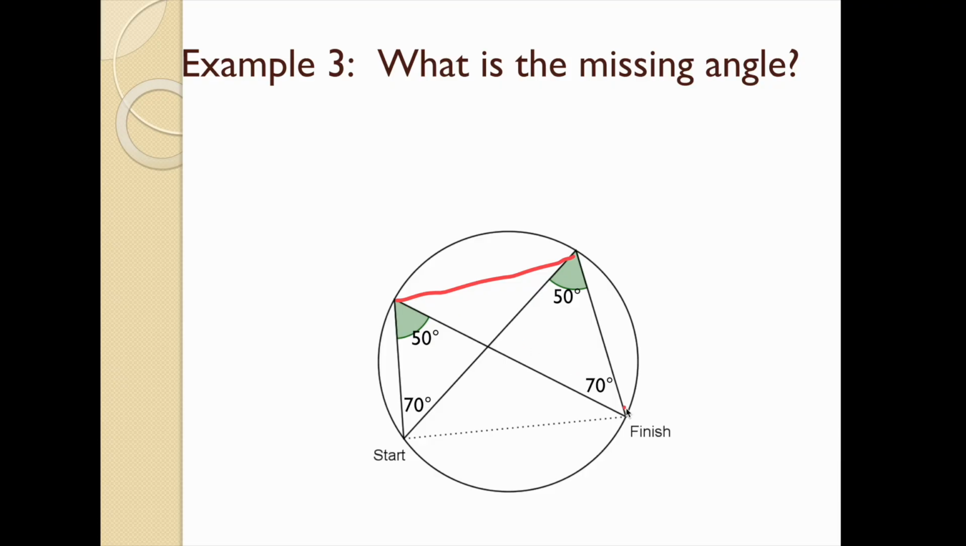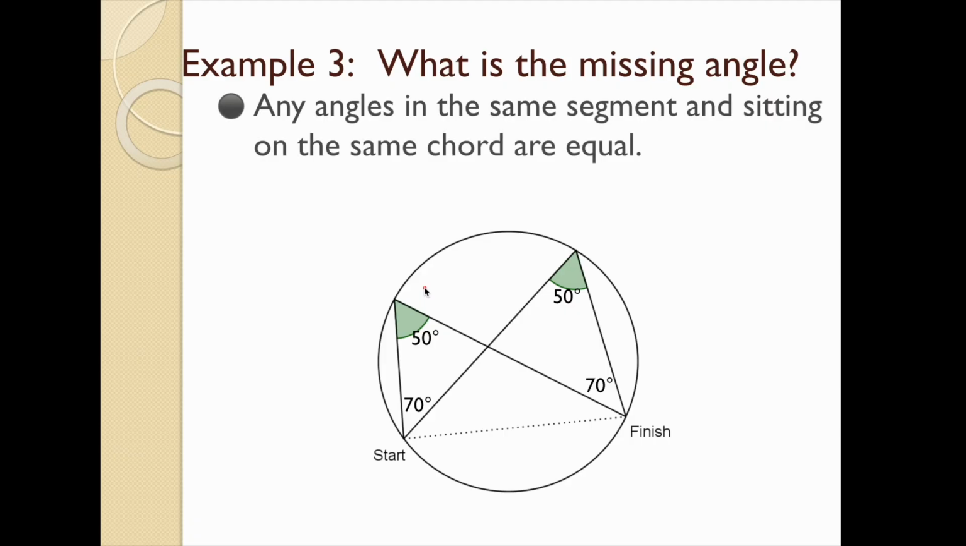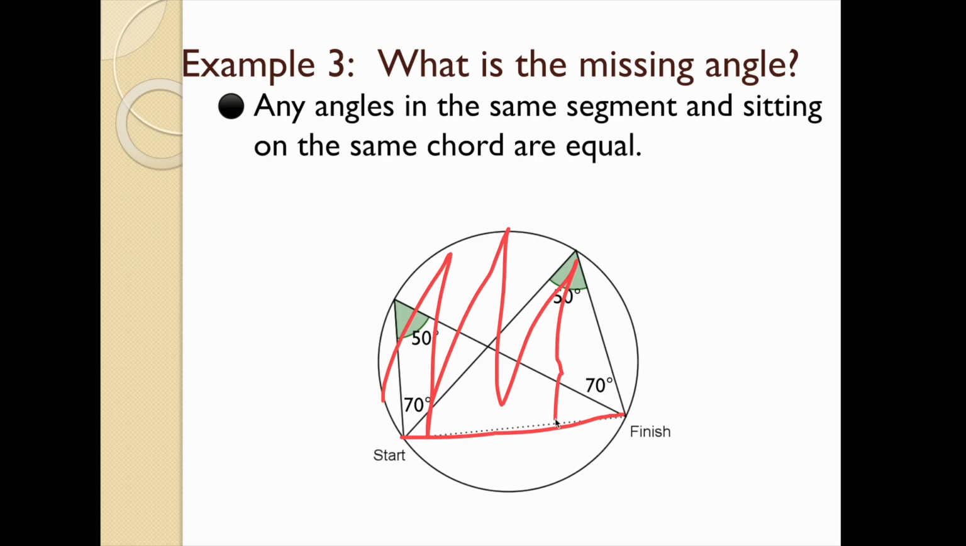So this is going to that. Likewise, this here is going to that. The reason why is because angles in the same segment and sitting on the same chord are equal. So remember, once you have this line over here, that means that this section here is a segment. This whole section here is a segment.